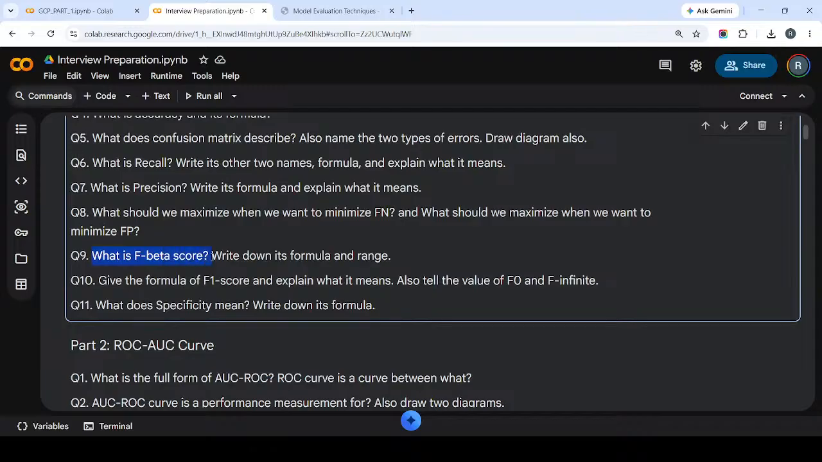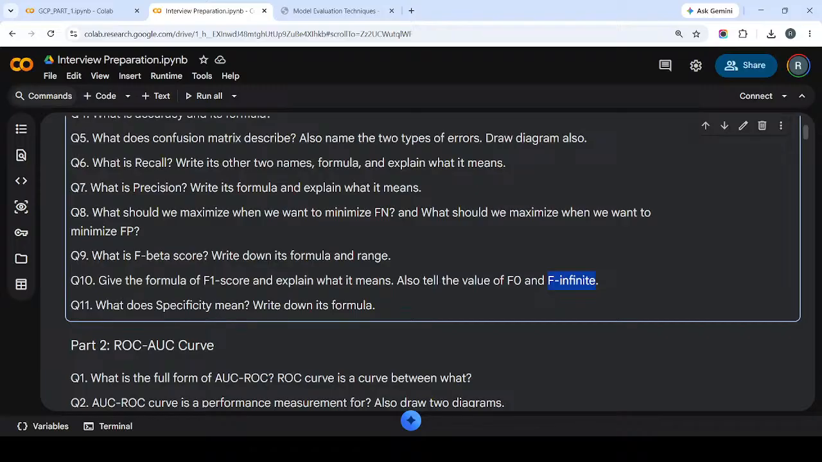Then we check what the F beta score is. It is the weighted harmonic mean of recall and precision, and we see its formula also, and its range is generally between 0 and 1. Then we see the formula of the F1 score and explain what it means. It gives equal importance to recall and precision. Also, F0 means we are not giving any importance to recall, so F0 will be equal to precision. And for F infinity, we are giving all the importance to recall, so F infinity will be recall.